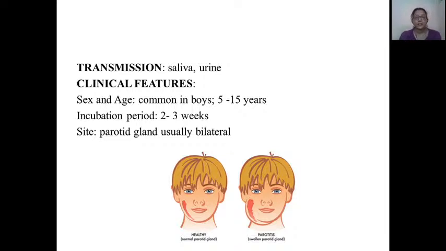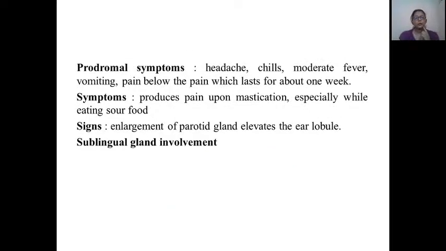Clinical features: it is common in boys between the age group of 5 to 15 years. The incubation period is 2 to 3 weeks. The site is the parotid gland, usually bilateral. Prodromal symptoms are headache, chills, moderate fever, vomiting, and pain below the ear, which last for almost 1 week. Pain is produced upon mastication, especially while eating sour food.